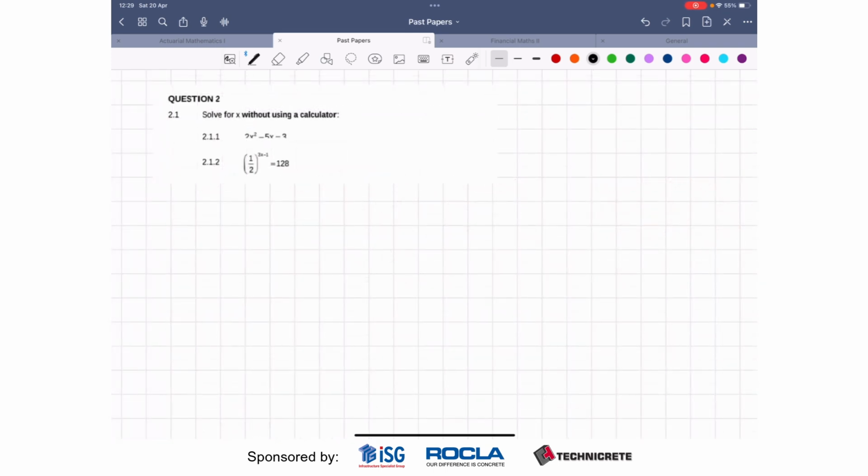Okay, and now question 2. For the first part, 2.1, we're asked to solve for x without using a calculator. So for the first one, 2.1, we're given this expression. Okay, I'm going to bring this 3 to the left-hand side, so it becomes a negative 3, and then on the right-hand side, I'm just going to be left with 0.